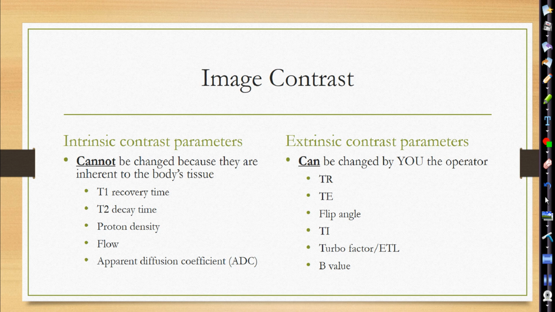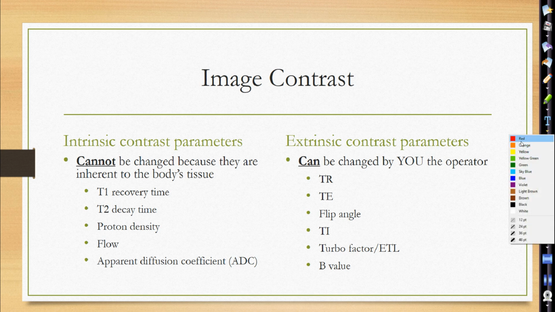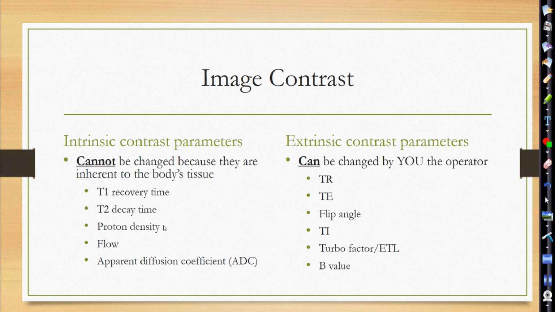The proton density. The proton density basically means how many hydrogen protons within a voxel. What's a voxel? Three-dimensional pixel. Exactly. You could just say 3D. Oh, that's not 3D, pixel is a voxel.